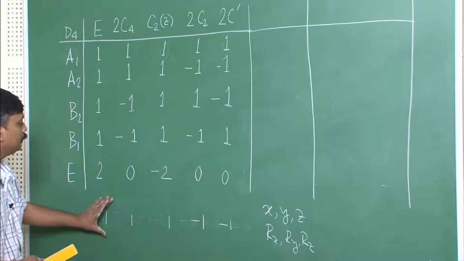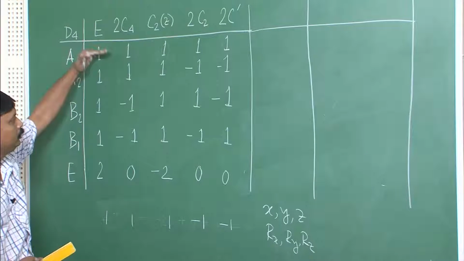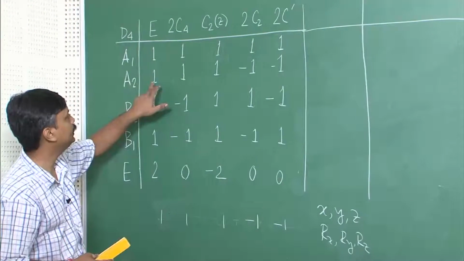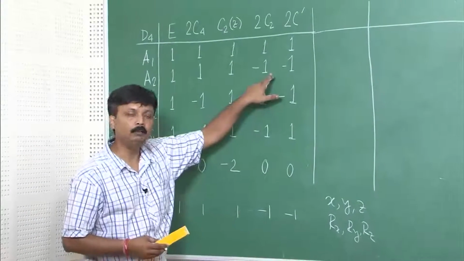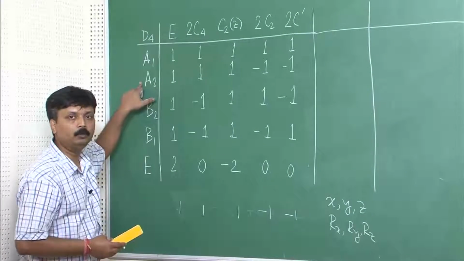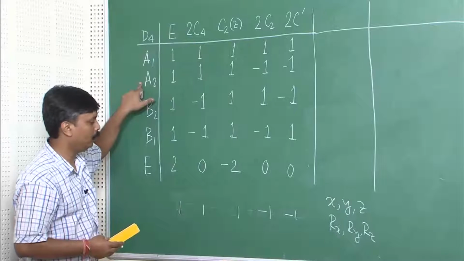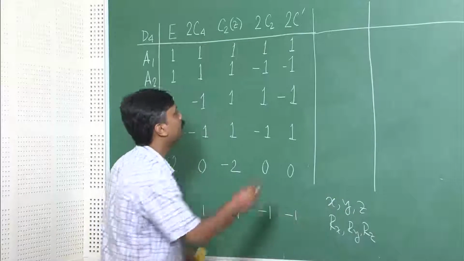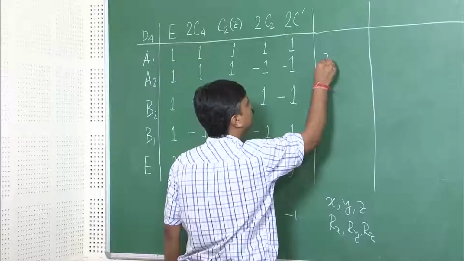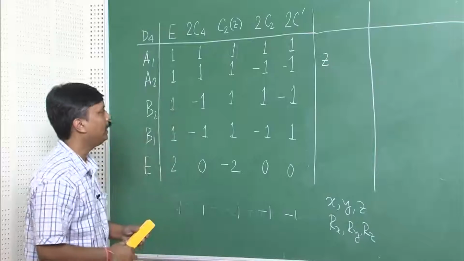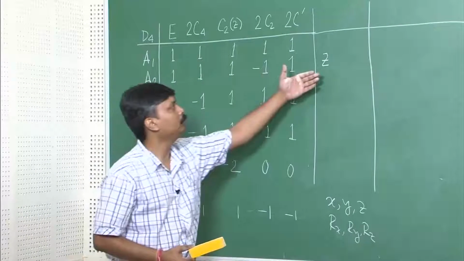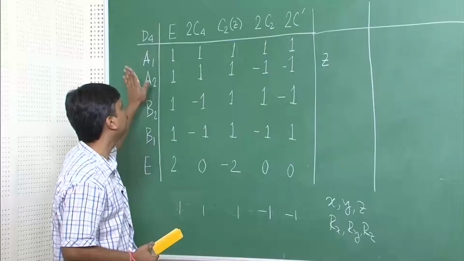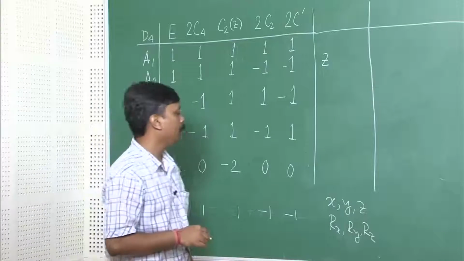Therefore you just compare this one with these 4 one-dimensional irreducible representations, and you see that this matches exactly with this one, correct? That means this A2 irreducible representation contains z as its basis function. So we ascribe z here, and we say that this z transforms as A2, all right.